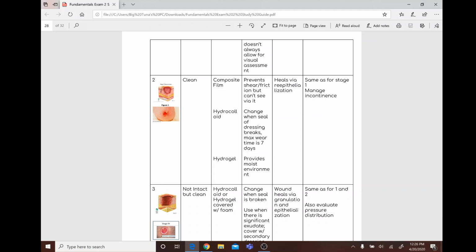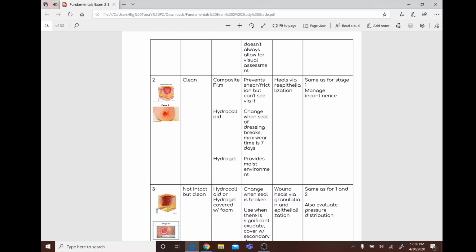All right, what's the status of a stage 2 pressure ulcer? It's clean. What dressings are used for stage 2? Composite film, hydrocolloid, and hydrogel. What do we know about stage 2 and composite film? Prevents shear and friction, but you cannot see it.